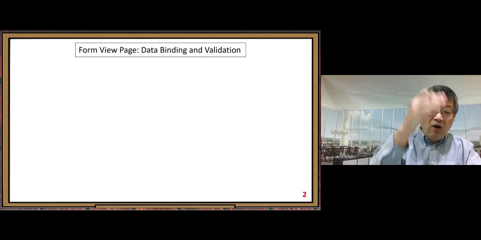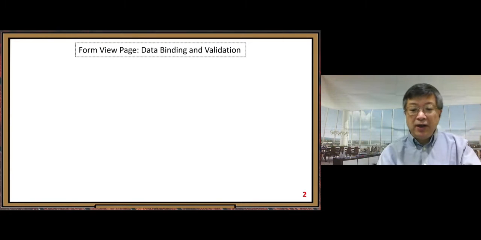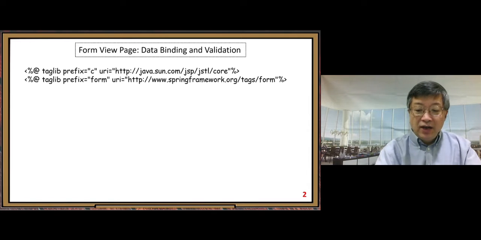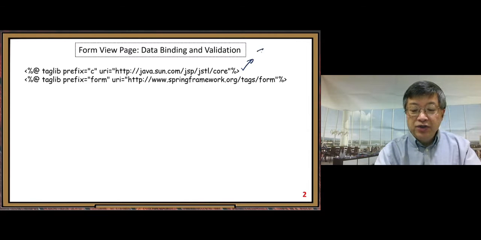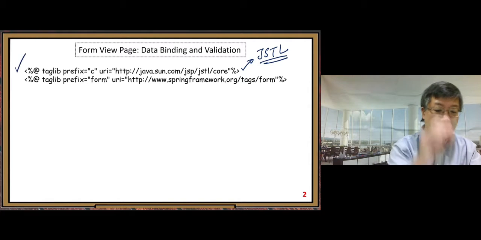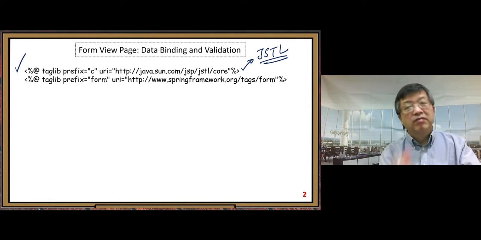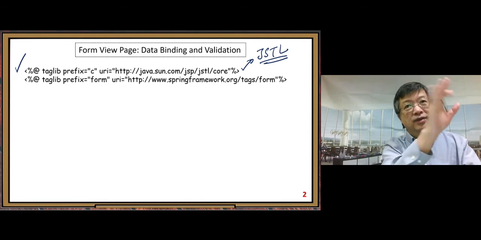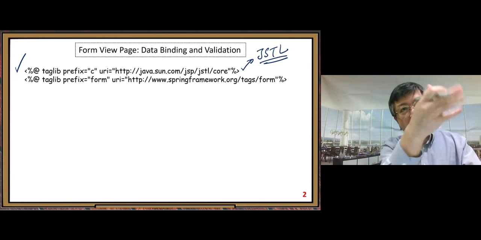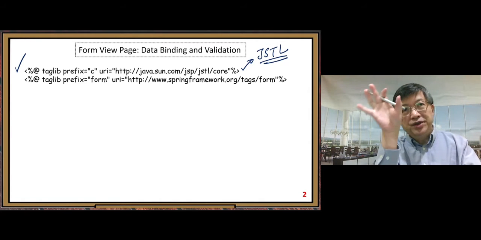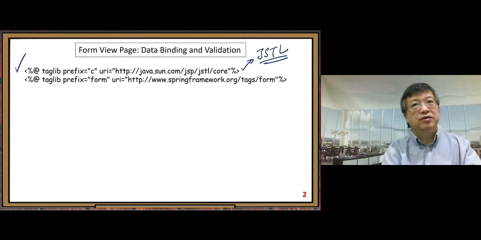Next, form view page, data binding, and validation. Now we need to do the setup in the form view page. That's like the first 2 lines. The first line, we need to use the JSTL library. So this first line tells us where to find it. You tell the JSP to use the JSTL feature, the core.